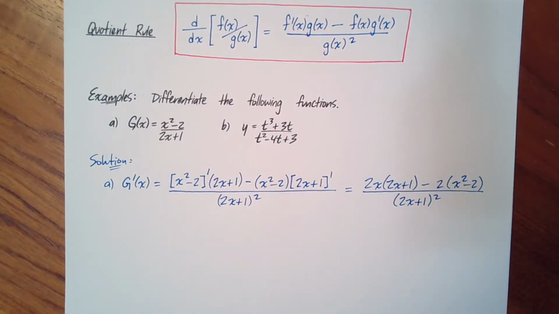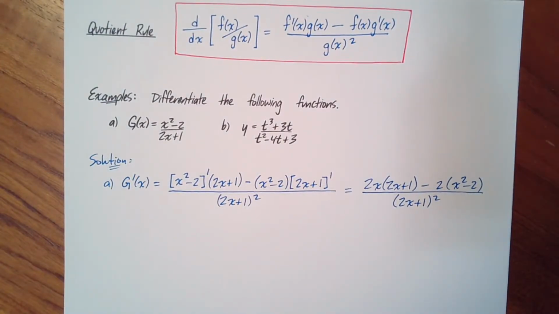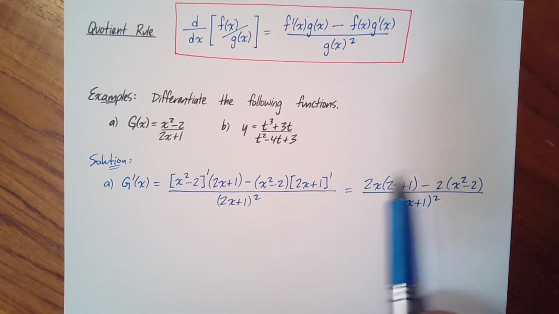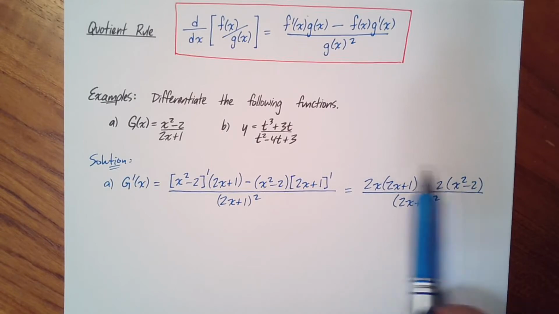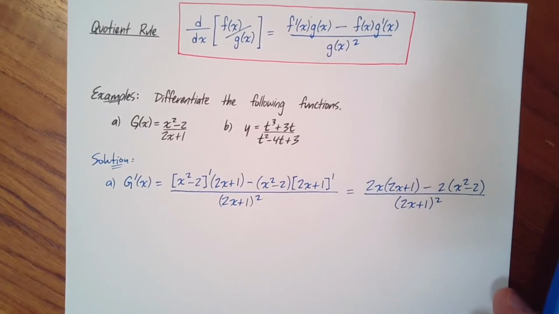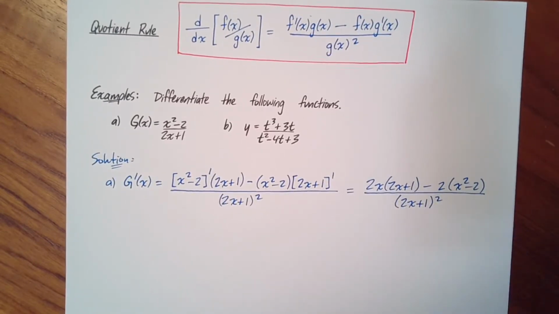Okay, well, now what? Should we stop? We could. I mean, this is technically the derivative, right? There's no derivatives left in this expression. This is all just an algebraic expression now, so this really is g prime of x. But there's something unsatisfying about it, because the numerator is not factored.